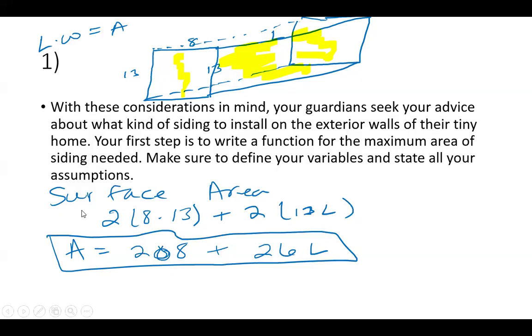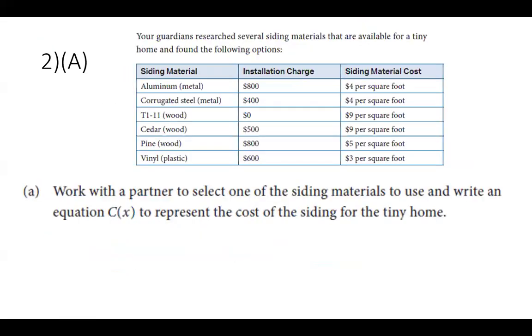All right, how do we feel about it? Does that make sense? Do we see how we took our math knowledge and applied it to a contextual situation? Yeah? All right. So the next part, it says, your guardians have researched several siding materials available for a tiny home found in the following options. They have aluminum, corrugated steel, T111 wood, cedar wood, pine wood, and vinyl plastic.